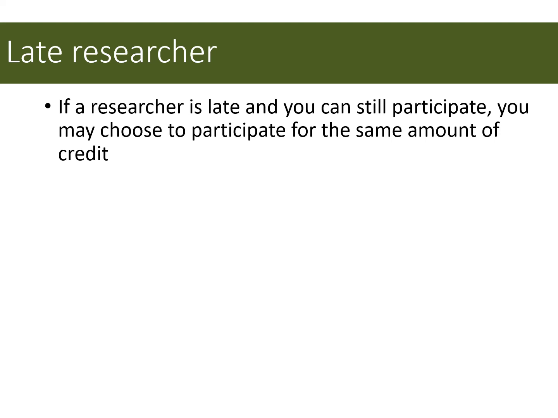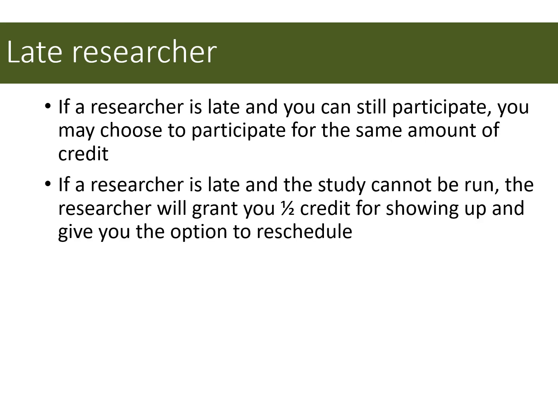However, if a researcher is late and you can still participate, you may choose to participate for the same amount of credit. On the other hand, if a researcher is late and the study cannot be run, or if the researcher does not show up at all, the researcher will grant you half of the amount of advertised credit that the study was worth for showing up and then not being able to participate. You will then have the option to reschedule that same study, so you could possibly get 1.5 amount of credit for that study as opposed to the original advertised amount.